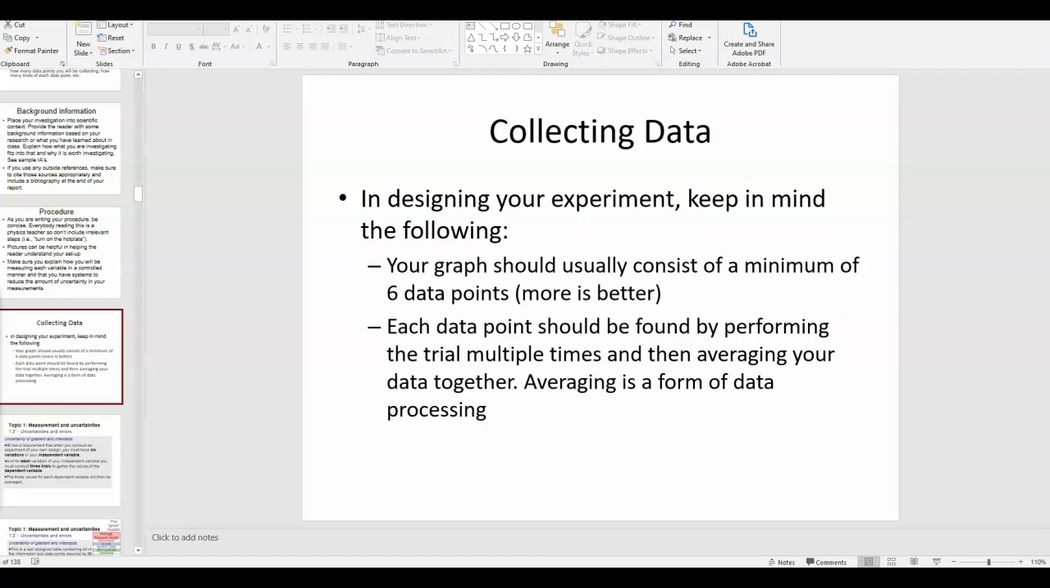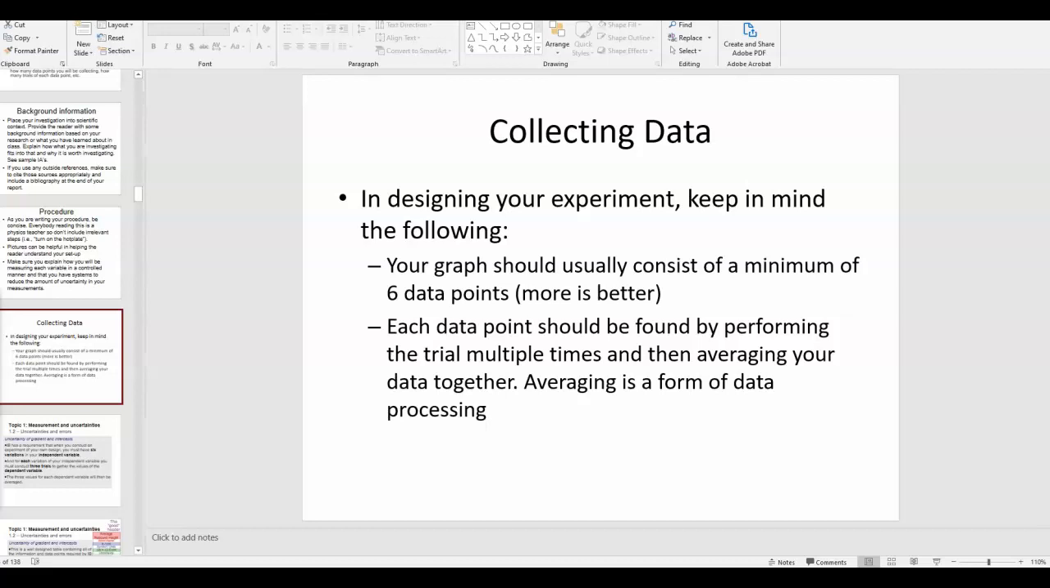Okay, and just to start off with, we've already talked about this, but I just want to refresh your memory. When you're doing your IA, you should have a minimum of 6 data points. That means if you think in terms of making your graph, you should at least have 6 different points on your graph. And of course, more is better because the more data points you have, the better chance you have of finding a realistic relationship between your variables.